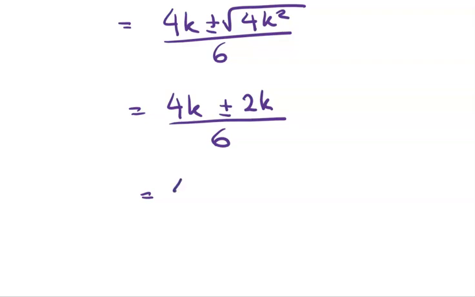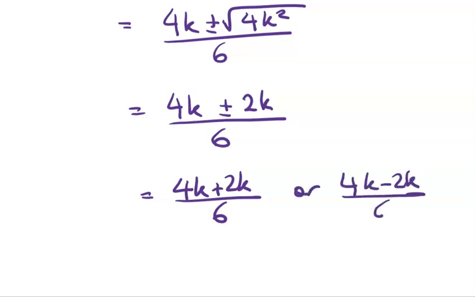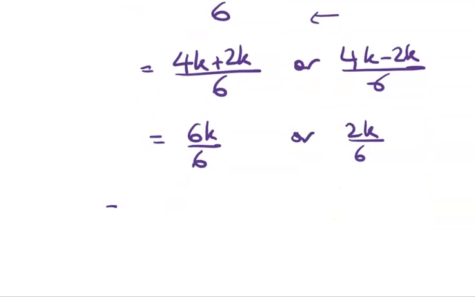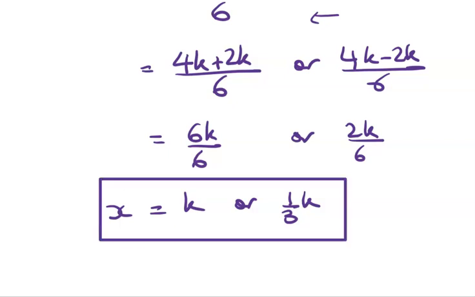So I've got two outcomes here. I've got 4k plus 2k over 6, or 4k minus 2k over 6. Now you could have divided out your 2 here, but there's not much point. So here we've got 6k over 6, or 2k over 6. So x is equal to k, or 1/3 k. That's my final answer there. Obviously, it is completely fine to write that as k over 3. By now, I'm sure that everyone watching this knows that they are the same thing. A number divided by 3 is the same as 1/3 of a number.